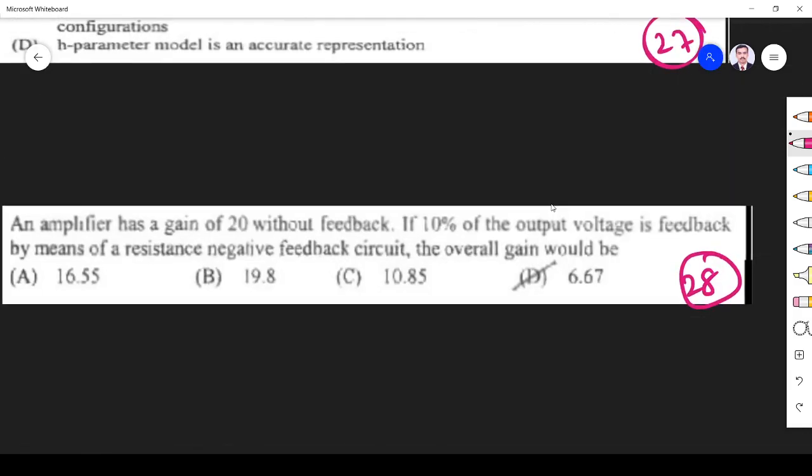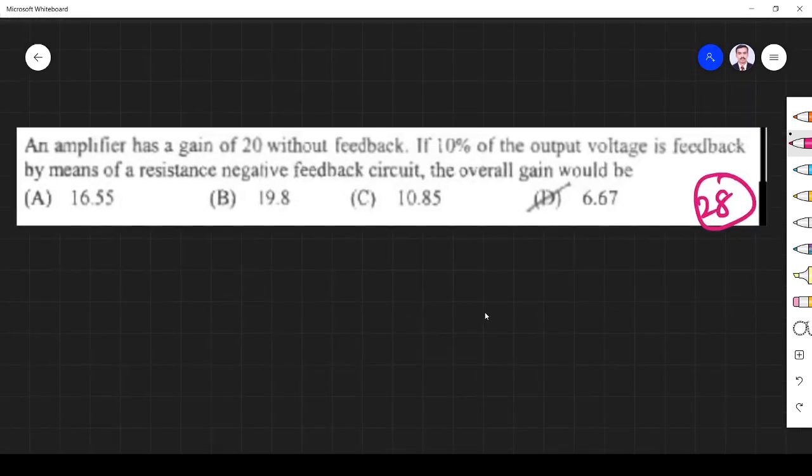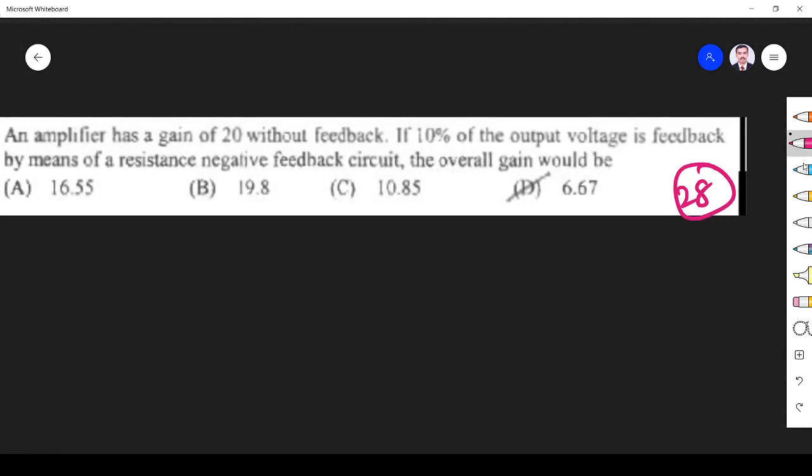Next one. An amplifier has a gain of 20 without feedback. So the gain without feedback is AV. Let us assume voltage gain 20. If 10% of the output is fed back by means of negative feedback, that is the feedback factor, beta. It is a negative feedback. What is the overall gain?